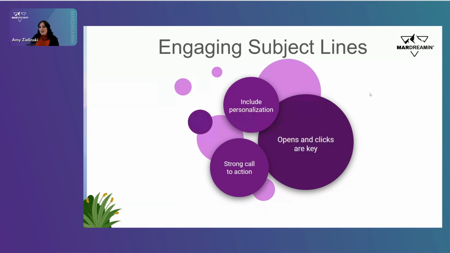The next piece is going to be engaging subject lines. So we need to make sure our subject line includes personalization almost every time. In my opinion, your subject line should have somebody's name, or the name of a product, or something that relates to the person, and a strong call to action. So something that prompts an open and is not a statement, right? I mean, you want it to be something that really captures them and says, I need to open that email and see what that's about. Again, opens and clicks are key.